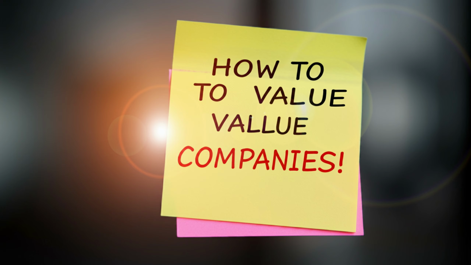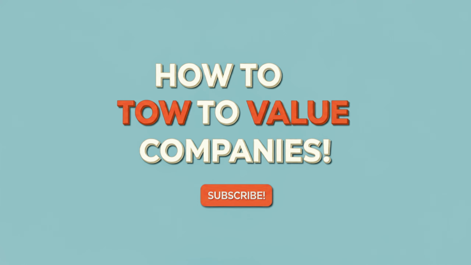One common pitfall is focusing on a single multiple and not looking at the whole picture. Like getting super excited about a low PE ratio without figuring out why it's low. It could be a great deal, or it could be a sign that something's wrong. It's like finding a designer dress on sale, 90% off. You think you've hit the jackpot, but then you realize it's got a giant rip in it.